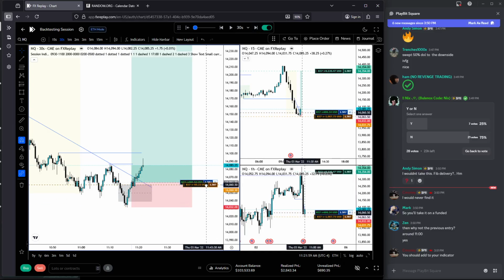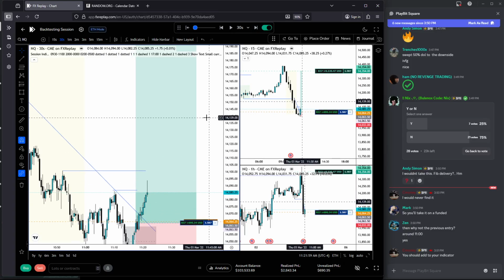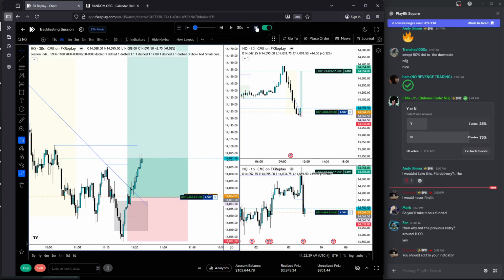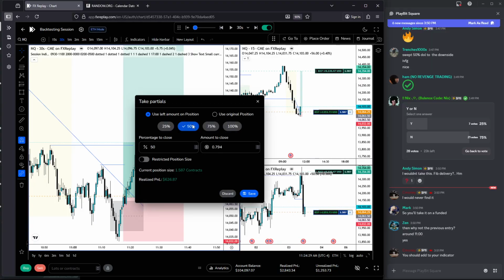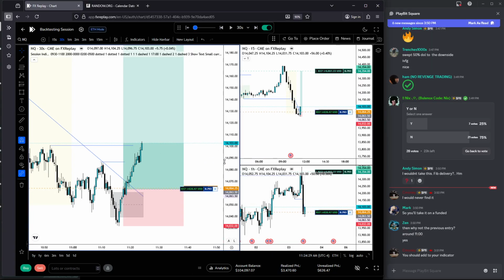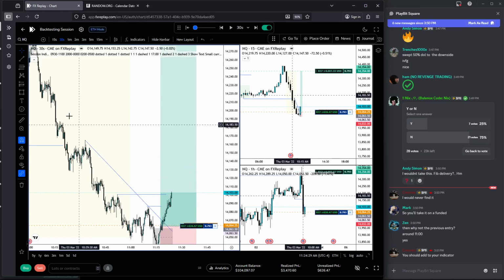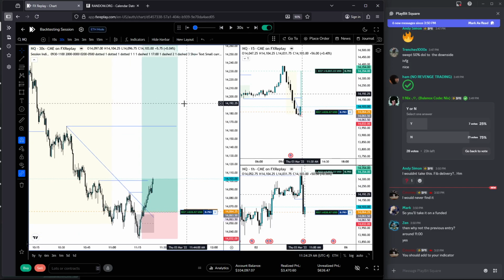Okay, I'm gonna move my stops to break even there. I'm gonna trim if it goes up. Okay, there you go. I'm trimming. I would trim 50% here, and maybe this level was a decent trim because it's the end of the two tap trend line.